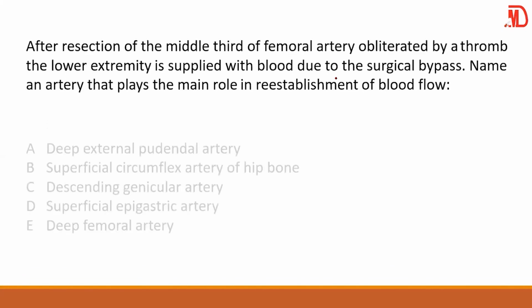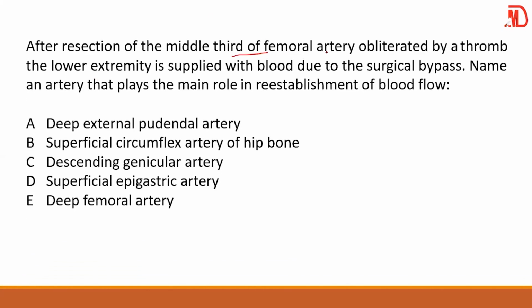Now, after a resection of the middle third of the femoral artery, obturated by a thrombus, the lower extremity is supplied with blood due to a surgical bypass. Now, you know that the major blood supply of the thigh muscle is the what? The femoral artery. But here's the case, there's a resection of this femoral artery. So now name the artery that plays the main role in re-establishment of the blood flow.